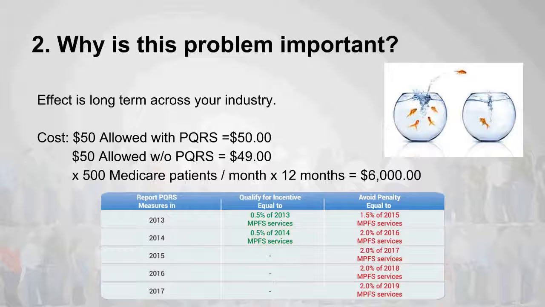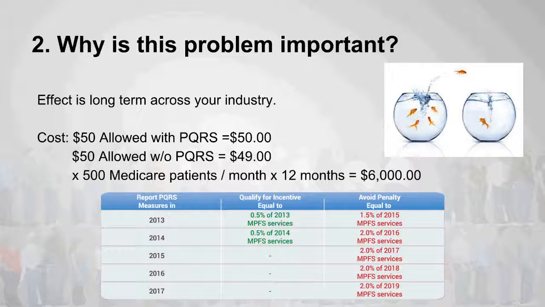Right, absolutely. Really talking about costs here, say you have a $50 allowed with PQRS, with reporting your PQRS in 2014, 15, and until they make it go away, you're going to get $50. Without it, you're going to lose your 2% in 2016 going forward. So for $50, you're going to get $49. Again, we're just using round numbers, and we're basing it on 500 Medicare patients a month times 12 months. You can see the math. It's $6,000. The way healthcare is reimbursing these days, I don't think anybody has the ability to lose $6,000.